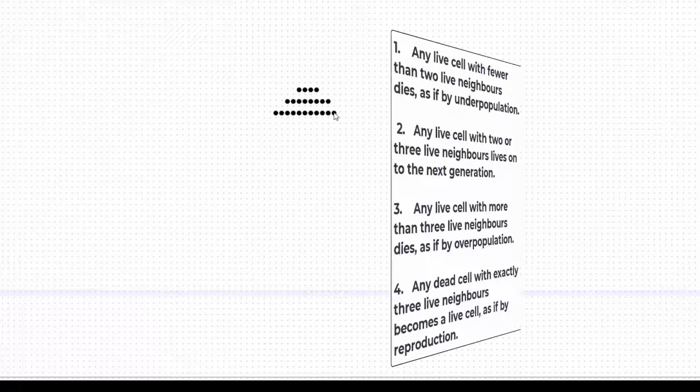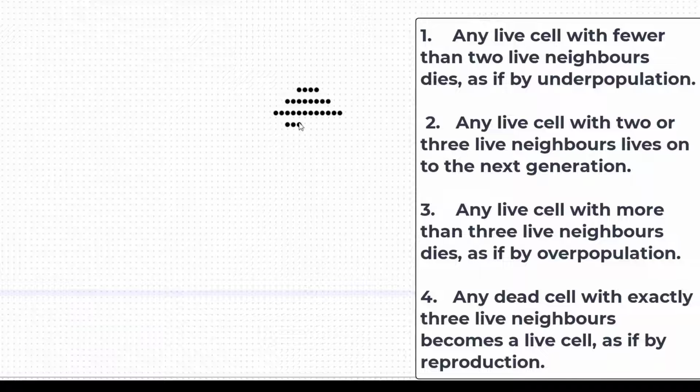And the entire game follows 4 rules, which right now I forgot all of them, but I'm gonna put them in when I'm editing the video. And the interesting part about this game is you can create so many different and complex patterns only by following these simple rules.